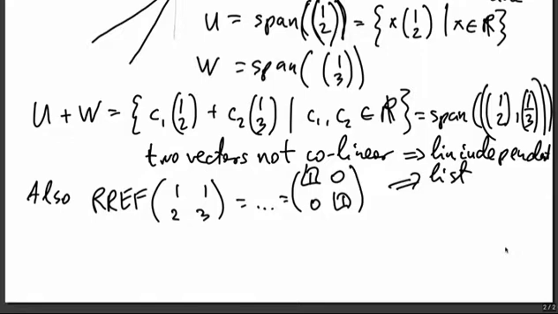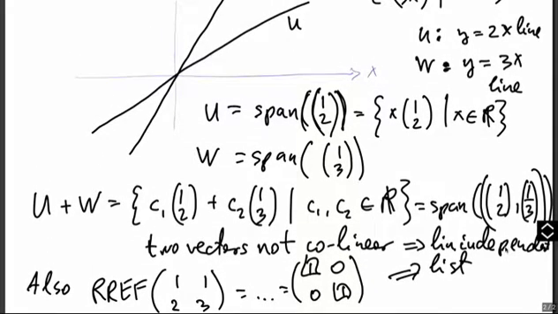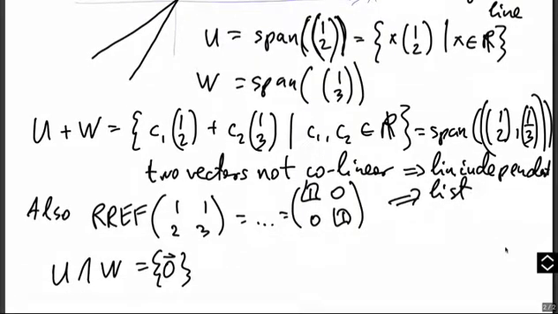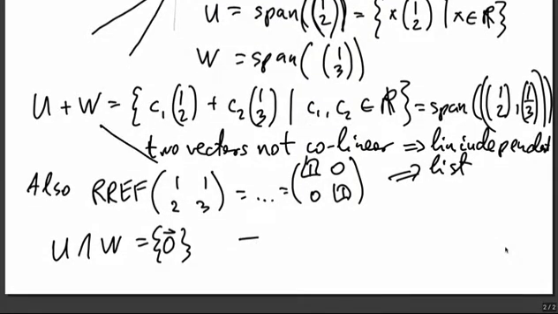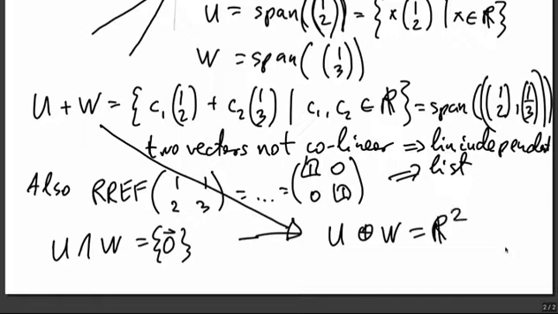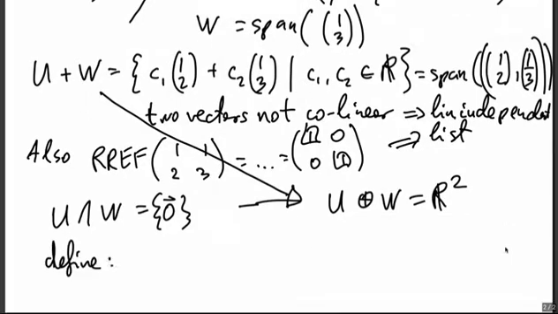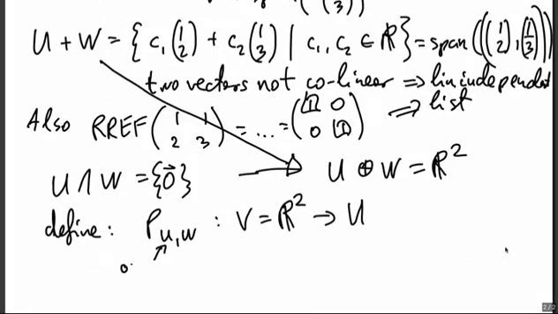Because these are linearly independent, that also means that the U intersection W is just the zero vector. Of course, you can see that also from the picture and from basic algebra. So from these two properties, we get that this is a direct sum, U plus W equals R squared. And then we can define the projection onto U along W, which is from V, that's now R2, into U. Let me emphasize this is onto U and along W.